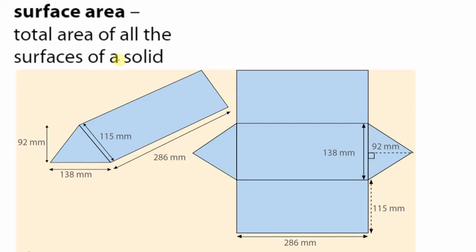So now we get to what's really our focus, and that's the surface area. It's the total area of all the surfaces of a solid. So here we have a solid. We have rectangular faces which connect two triangles. So very important here, our bases are triangles.